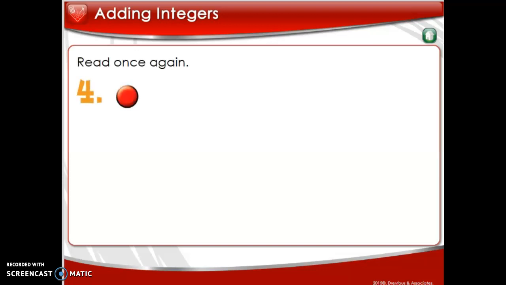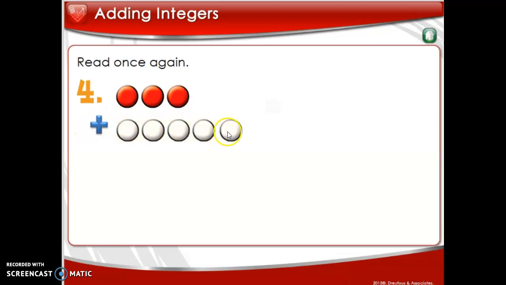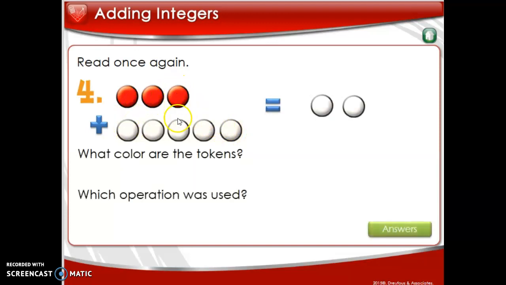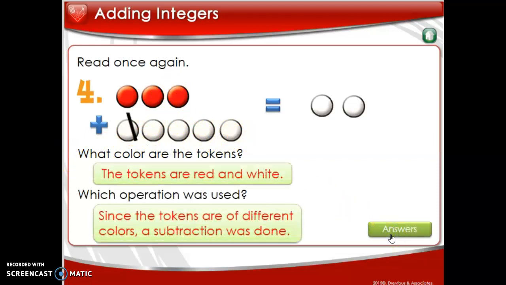Read once again. We have now 3 red tokens plus 5 white tokens. Eliminate 1, 2, and 3. What color are the tokens? Red and white. Which operation was used? A subtraction. 1 and 2 equal to.